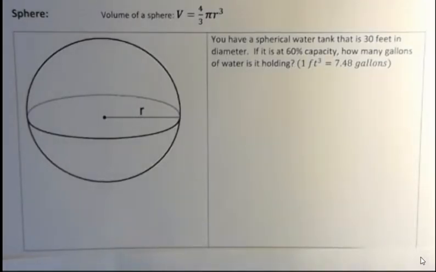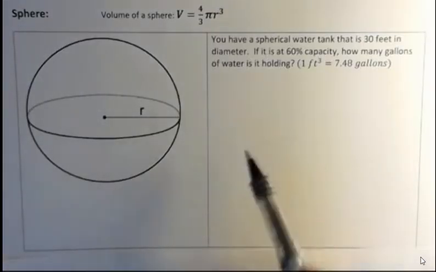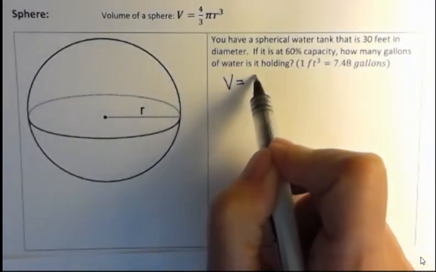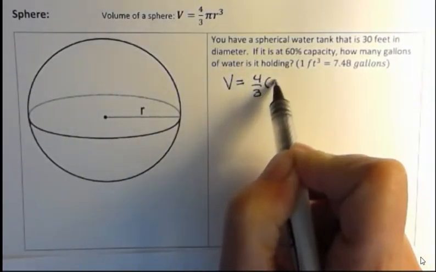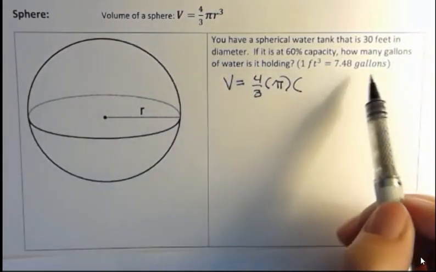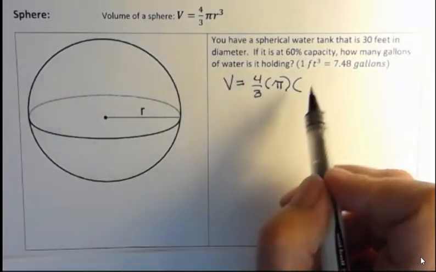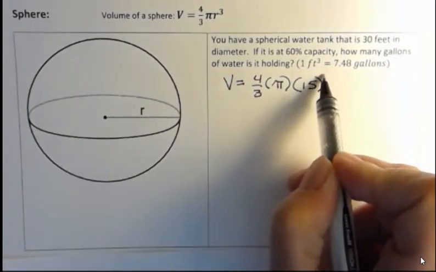You have a spherical water tank that is 30 feet in diameter. What if it is at 60% capacity? How many gallons of water is it holding? Well, first we need to figure out how many cubic feet we have in there. So we're going to have to find the volume of what it's holding. So we have 4/3 and then pi, and then the radius, that's 30 feet in diameter, so that's 15 feet for a radius, and that's cubed.